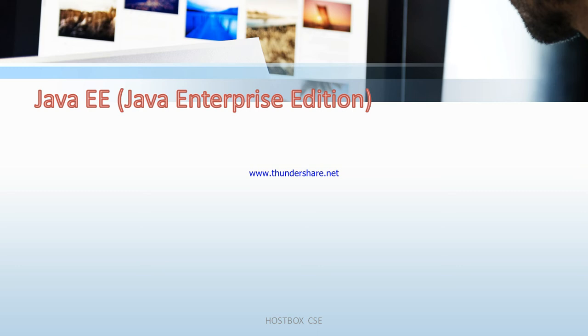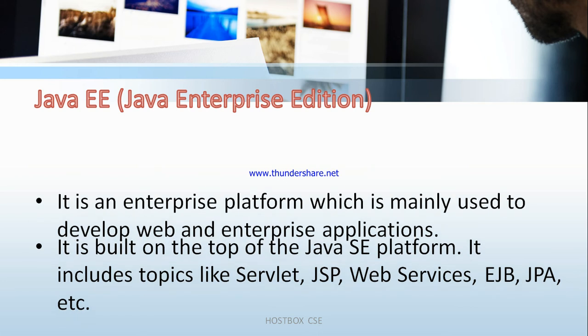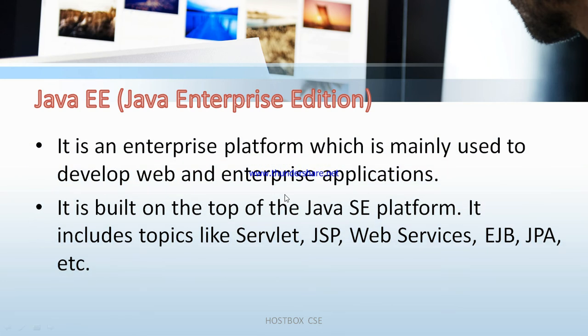Then Java EE, that is Java Enterprise Edition, is an enterprise platform which is mainly used to develop web and enterprise applications. It is built on top of the Java SE platform and includes topics like servlet, JSP, web services, EJB, that is Enterprise Java Bean, JPA, etc. If you want to study Java deeply, after understanding the basics of the concepts you can go and study Java Enterprise Edition, which is for day-to-day web and enterprise applications and web development.